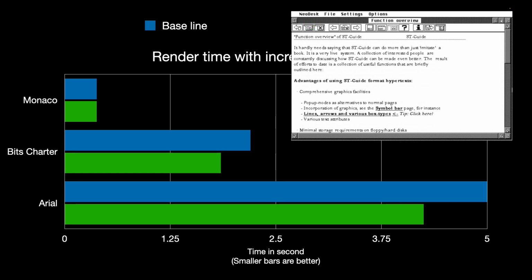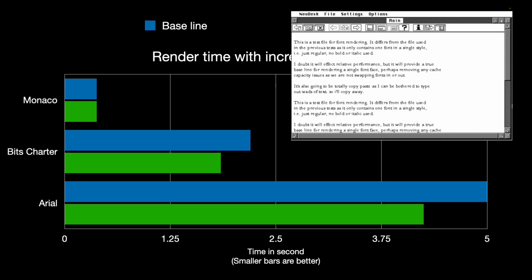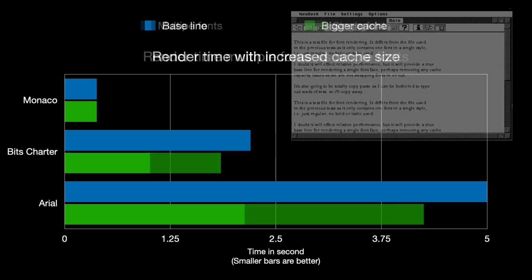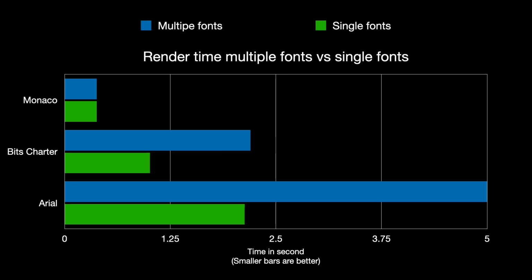So finally, I created an ST Guide doc that had only a single font in it with no variations, and I tested that. So we're ruling out everything about different font faces. And the results were Monaco, no change. Bitstream Charter, 1.01 seconds, which is 46% of its original 2.2 seconds. And Arial is 2.13 seconds, which is 42% of its baseline 5-second rendering time.